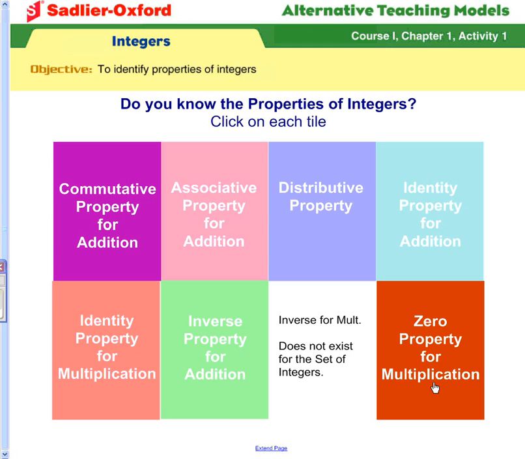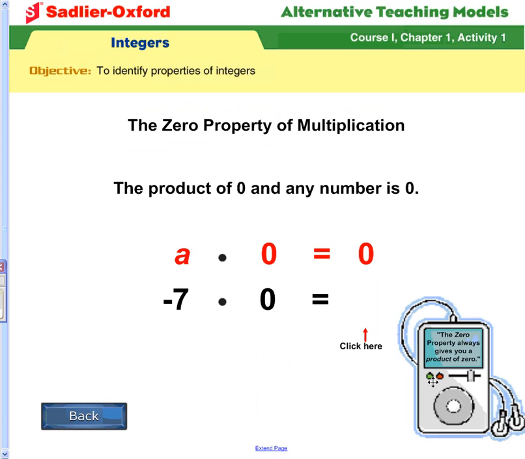Finally, we have the zero property of multiplication. This property states that the product of any number and 0 is always 0. -7 multiplied by 0 is equal to 0.